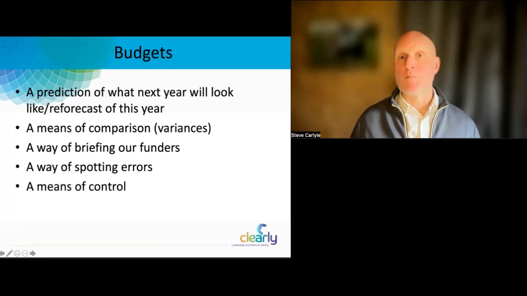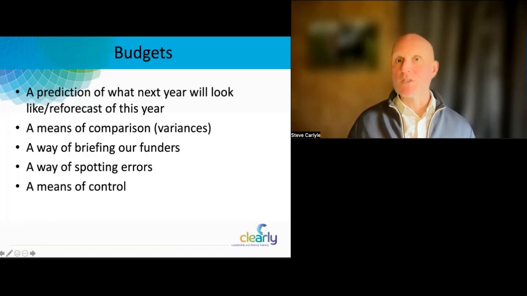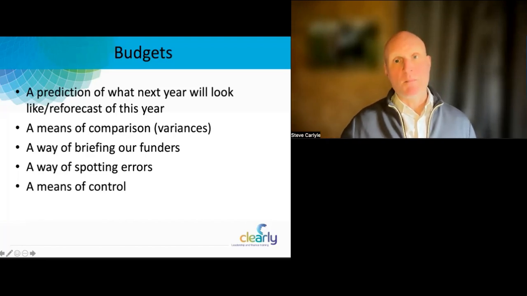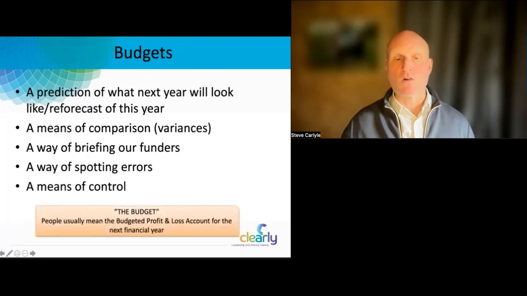And our budgets are therefore a means of control, because once we've got a budget, we can monitor the performance of the managers and we can monitor the performance of the organization, spotting errors, making sure managers keep on track with what we expect from them, making sure that our shareholders are well briefed. So it's a method of controlling our organization.